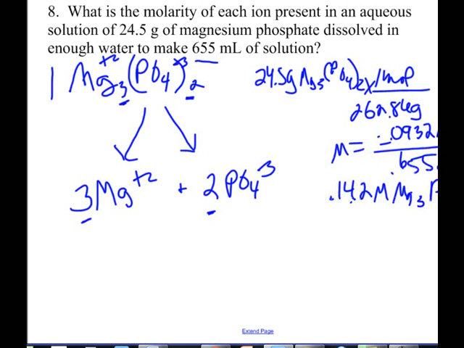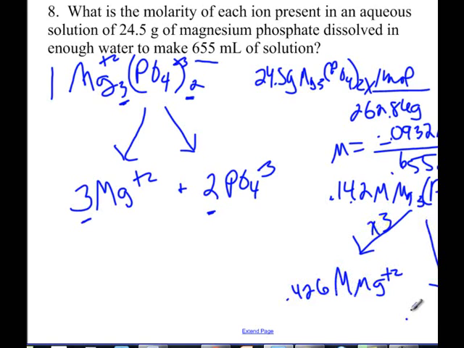magnesium phosphate. Okay, so like we said, I'm going to triple the number of moles or the molarity when I get to magnesium ions. So if I multiply this times 3, I'm going to get 0.426 molar magnesium, and I'm going to double the amount of phosphate ions, so I'm going to end up at 0.284, this is times 2, right, molar phosphate ions. Alright, and that's how you do it.